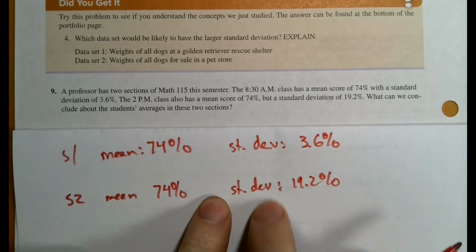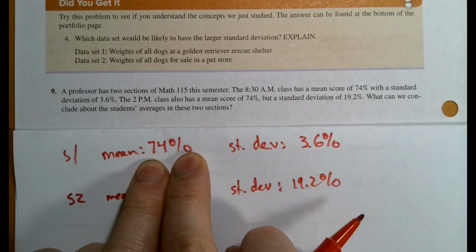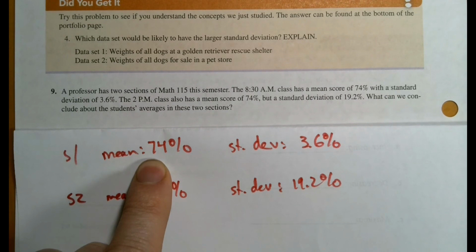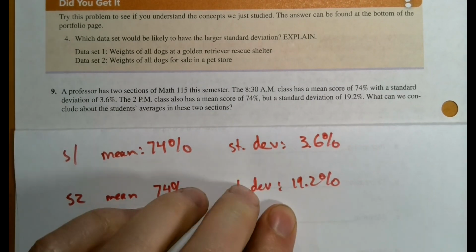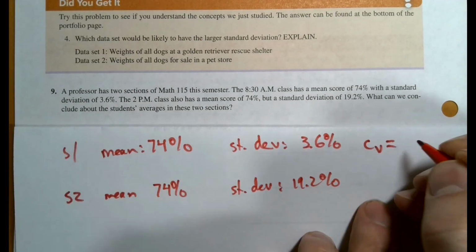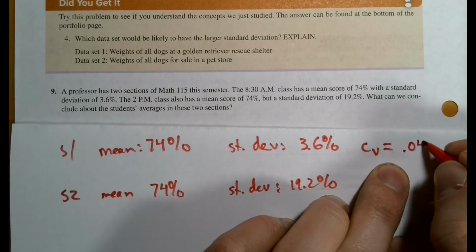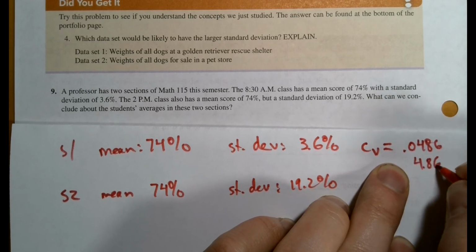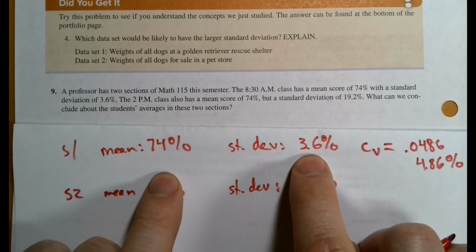So if we think about what this tells us, in this class most of our students are really close to scoring a 74%. They're about 3.6% away on average from that 74% for all classes. If we were to calculate the C subscript V, the coefficient of variation, we would get 3.6 divided by 74 is equal to 0.0486, or 4.86% of the mean is the standard deviation.